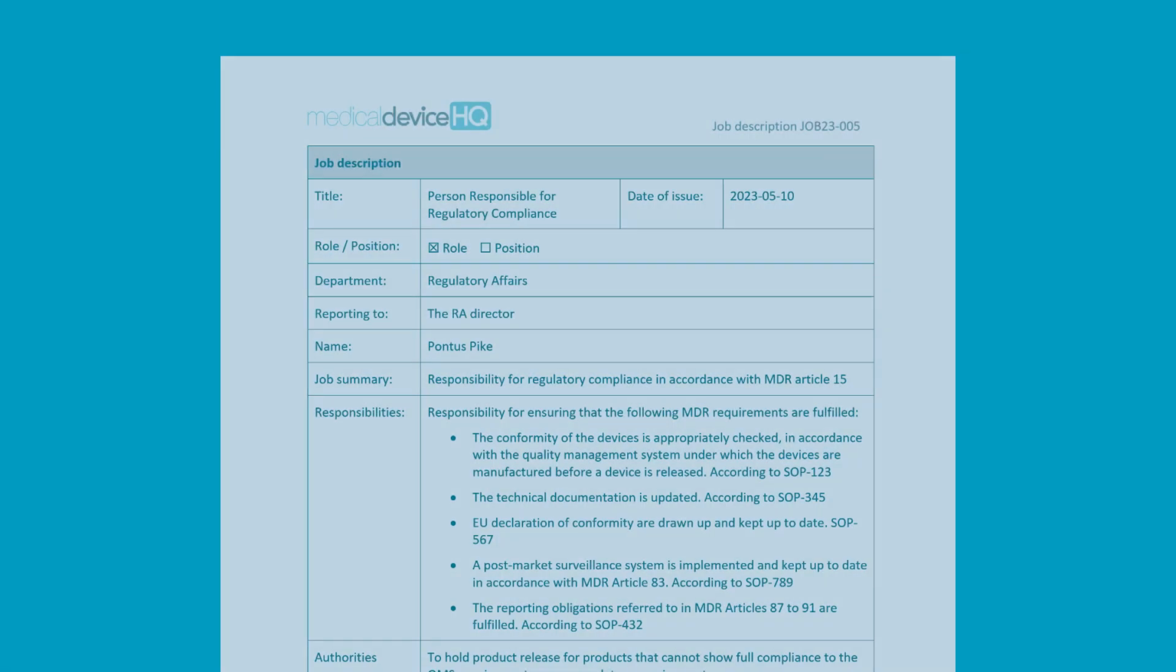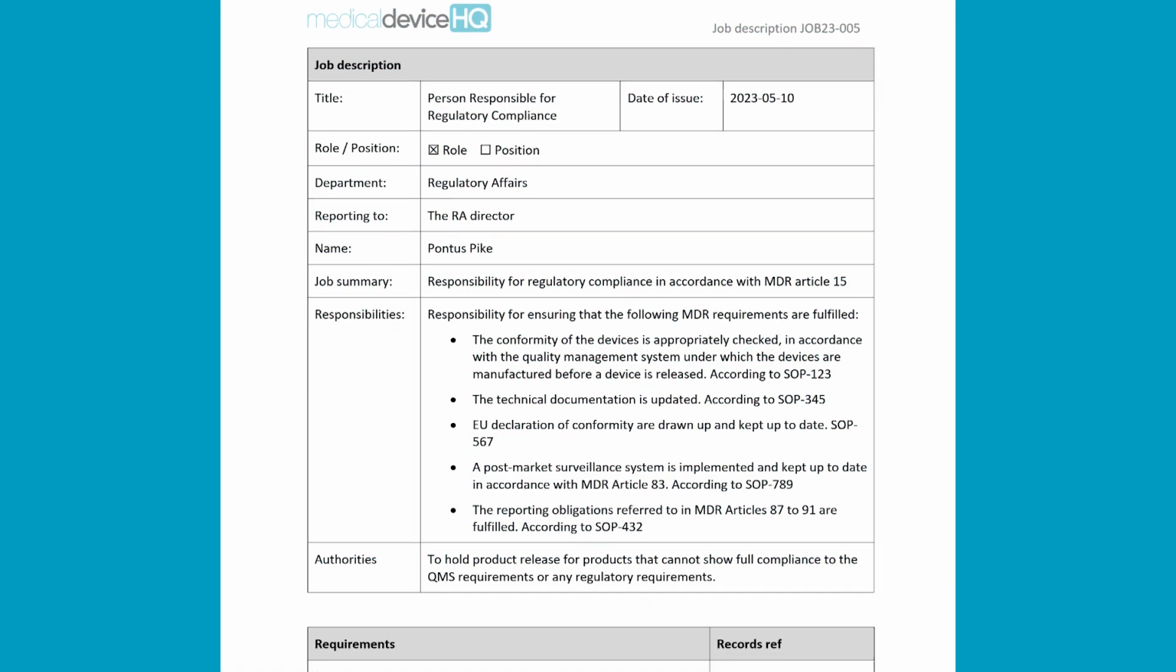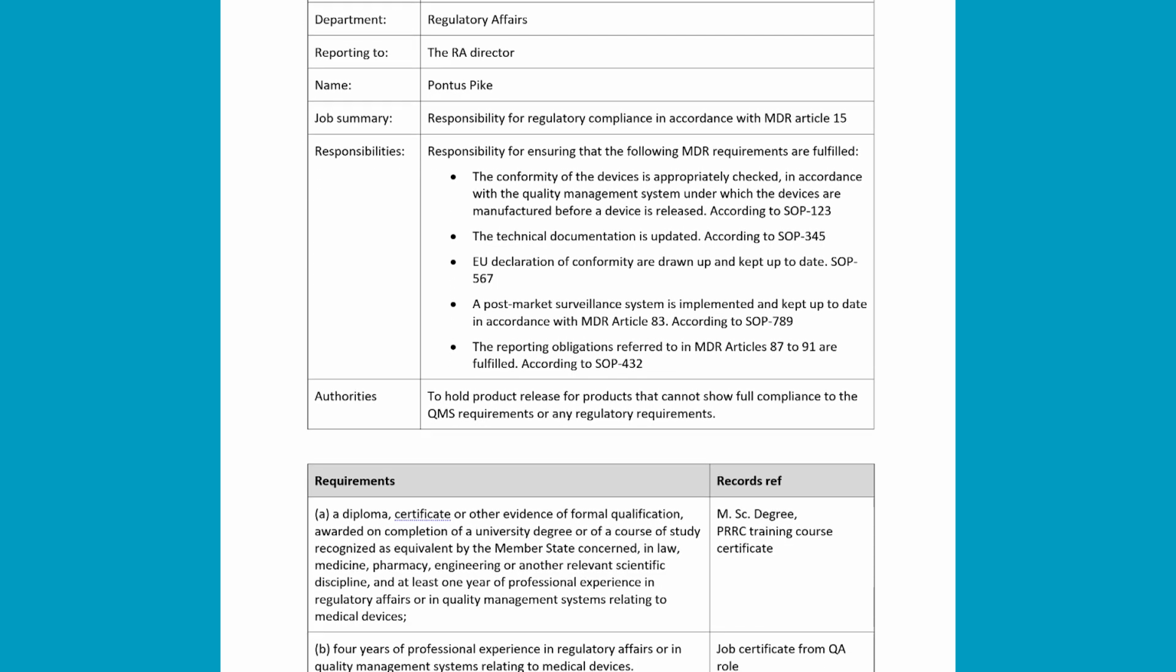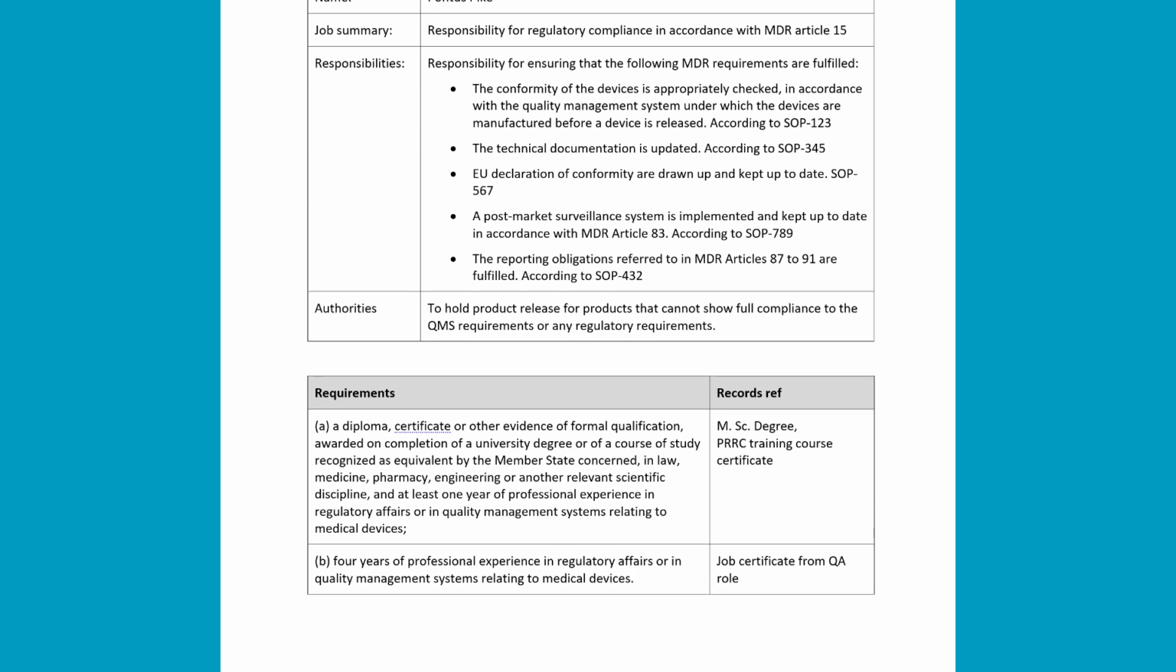Independent of how you manage the responsibilities of the PRRC, you need to remember to specify the required qualifications and potential training needed, as well as the responsibilities and authorities in the PRRC's job description. These authorities may include the power to stop or delay a release in case the PRRC is not confident that the manufacturer is fulfilling all its regulatory obligations. And this is what a PRRC job description could look like, including responsibilities, authorities, and qualifications.